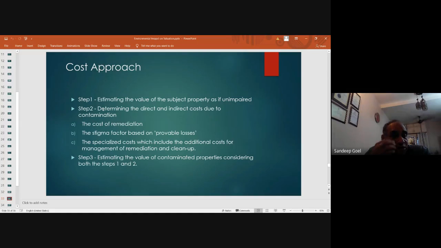So how is the cost approach employed in case of an environmentally polluted property? Step one, estimating the value of such property as if unimpaired. Step two, determine the direct and indirect cost due to contamination. What are these costs? Cost of remediation, the stigma factor based on probable losses, the specialized cost which includes additional cost for management or remediation cleanup. Step three, estimating the value of the contaminated property considering both steps 1 and 2, means comparing the other property also.